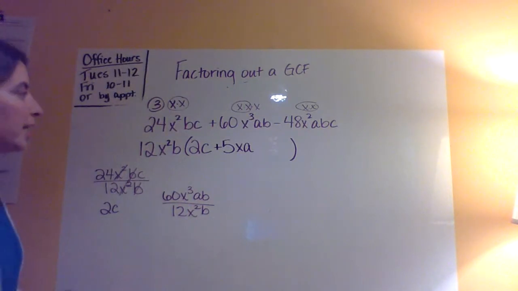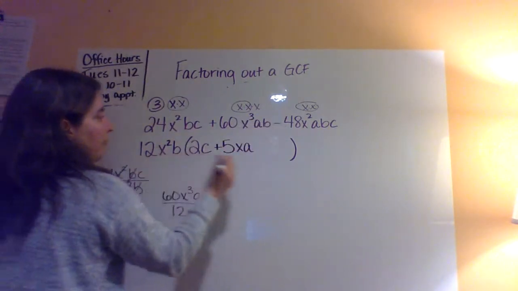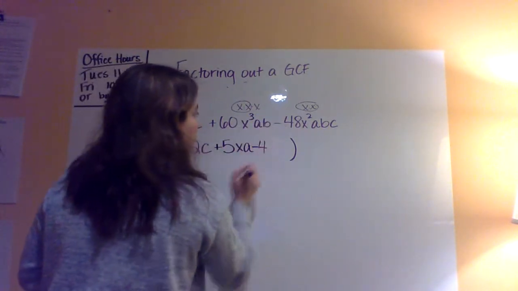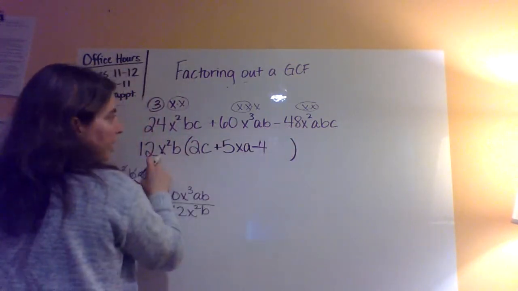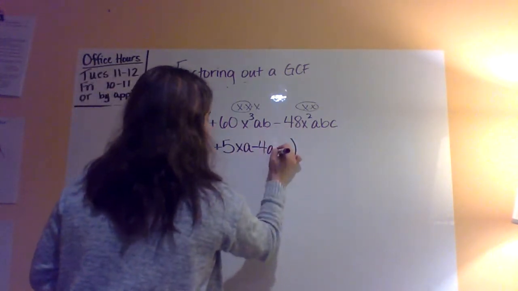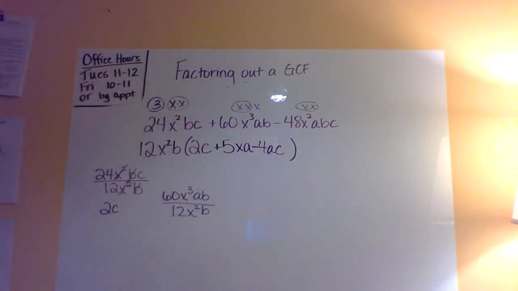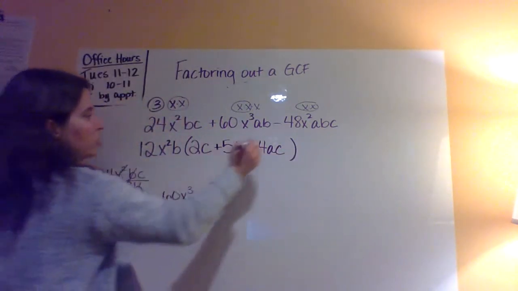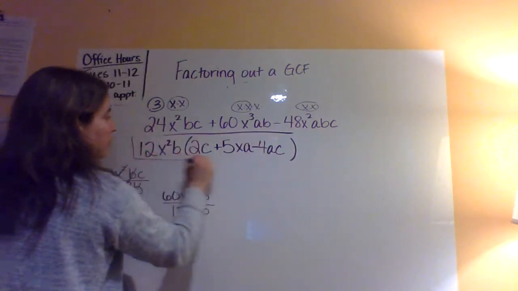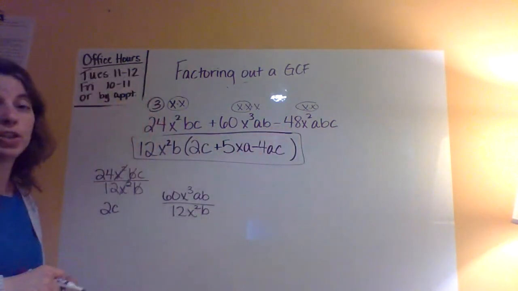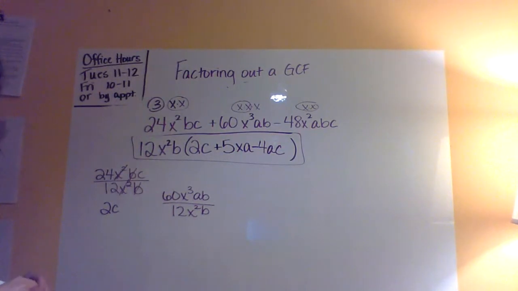And then finally, negative 48 divided by 12 is going to be a negative 4. X squared cancels out. A does not. B does. C does not. And again, to check it, we would distribute it back, which is a really good idea to do because you can easily check it.